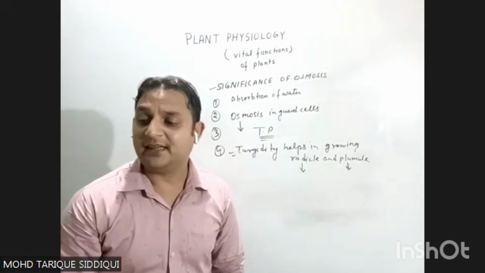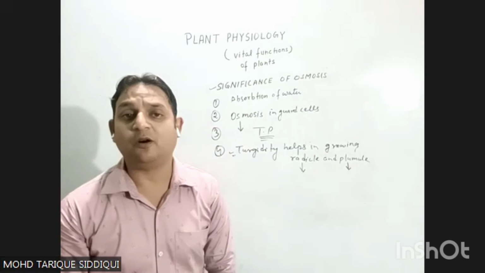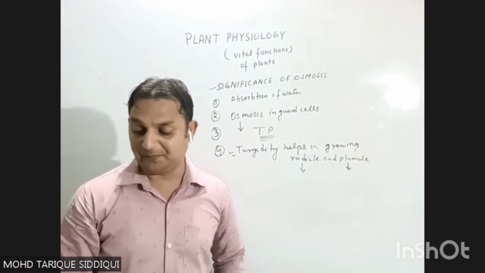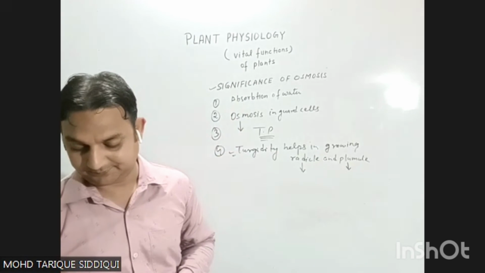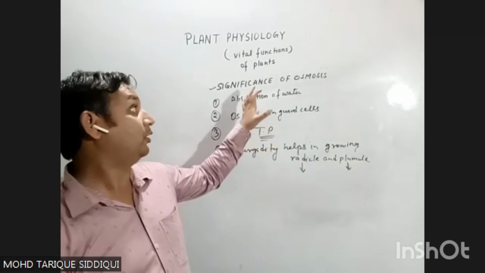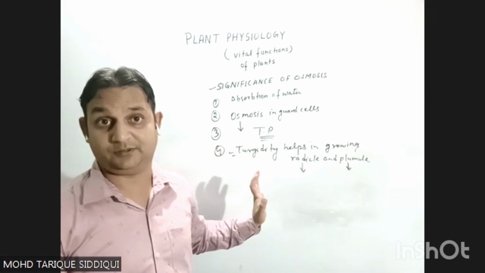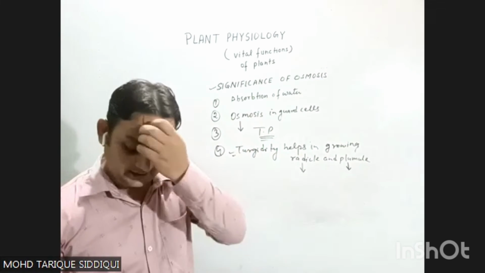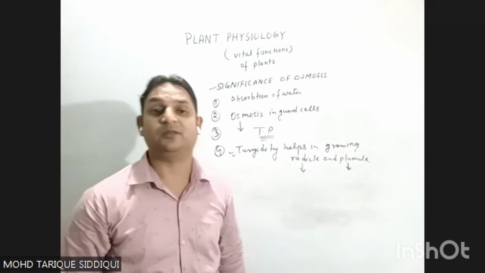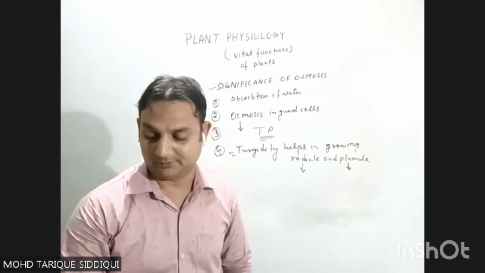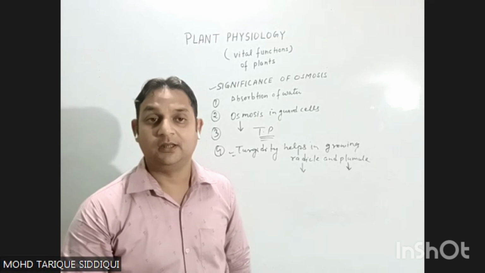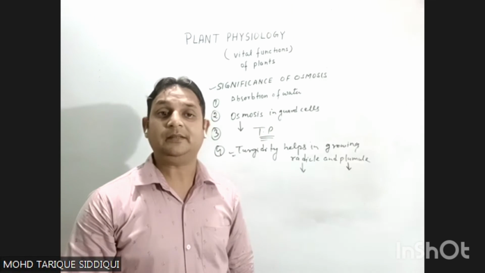Next point, turgor helps in uncoiling of leaves, opening of flowers, and in turgor movements. So these are important significances of osmosis. One more you can add, that is the distribution of water from cell to cell in the entire plant body by osmosis. All right, so this much you do in this class.